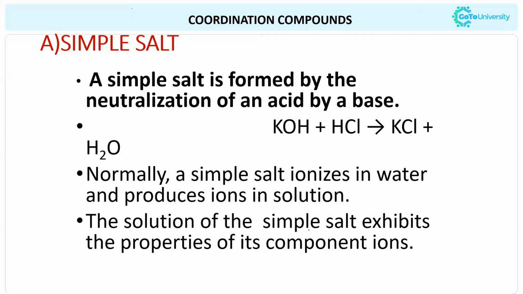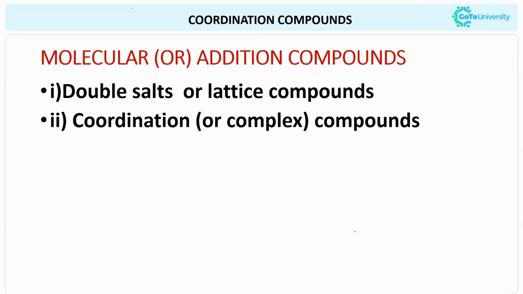If you come to the simple salt, usually in a chemical reaction between an acid and a base, we will get a salt and water, right? Potassium chloride is a salt, and it is a simple salt. When a simple salt undergoes ionization, it produces the corresponding ions in the solution. This is different from the coordination compound. Simple salts such as sodium chloride, NaCl, potassium chloride, KCl, and AgCl are all usually simple salts, meaning they will undergo ionization. Sodium chloride will produce Na+ ions and Cl- ions in water. KCl will also produce K+ ions and Cl- ions.